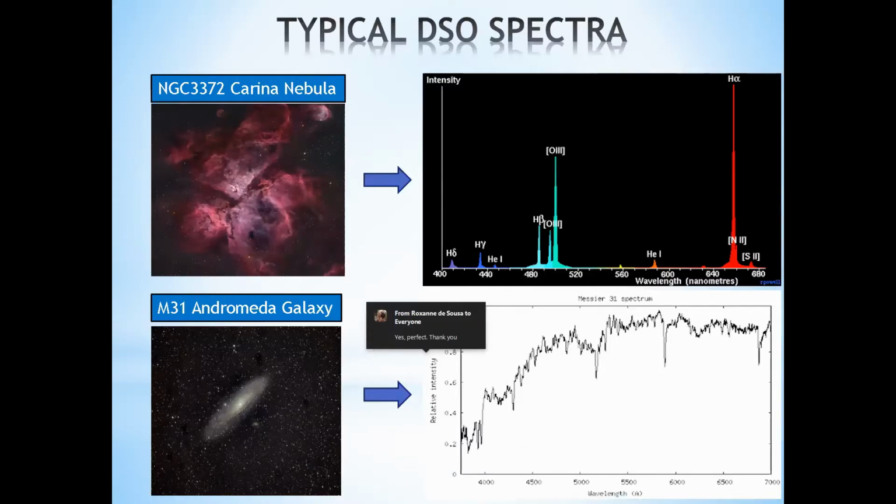Nebulae emit radiation in specific wavelengths. For example, in the Carina Nebula, the biggest wavelength is hydrogen alpha. There's some sulfur, helium, and oxygen. Whereas galaxies typically emit a broad band of radiation. So it's very important, if you're photographing nebulae, to know where they emit radiation so you can focus on that and eliminate everything else.